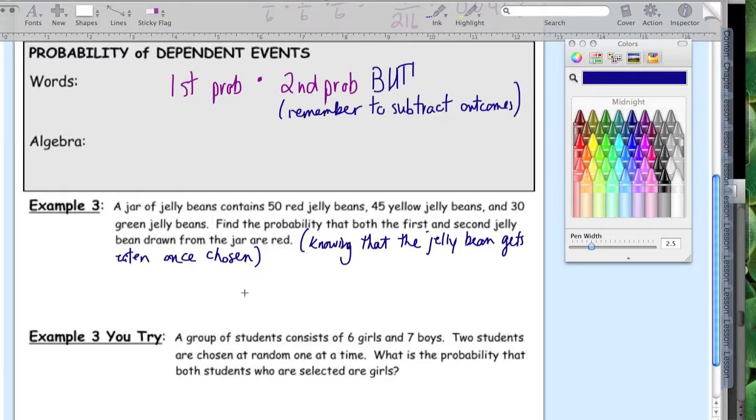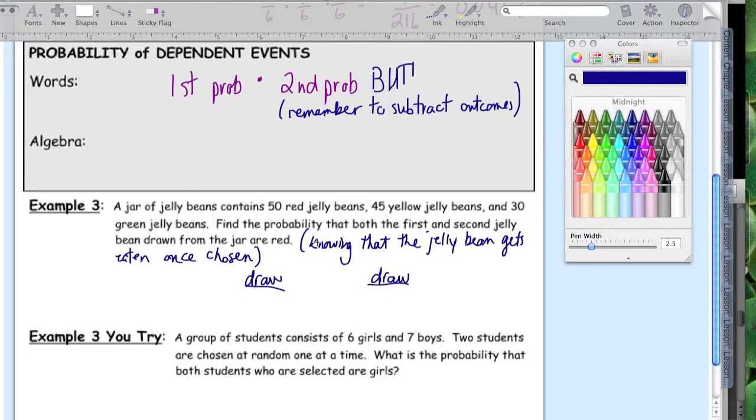Let's look down here, and then we're going to go ahead and fill in the algebra for what it says. A jar of jelly beans contains 50 red jelly beans, 45 yellow jelly beans, and 30 green jelly beans. Find the probability that both the first and second jelly bean drawn from the jar are red. Okay, so first we need to figure out what the probability of choosing. We have two pulls. We're pulling this twice. So this is draw 1, and this is draw 2.